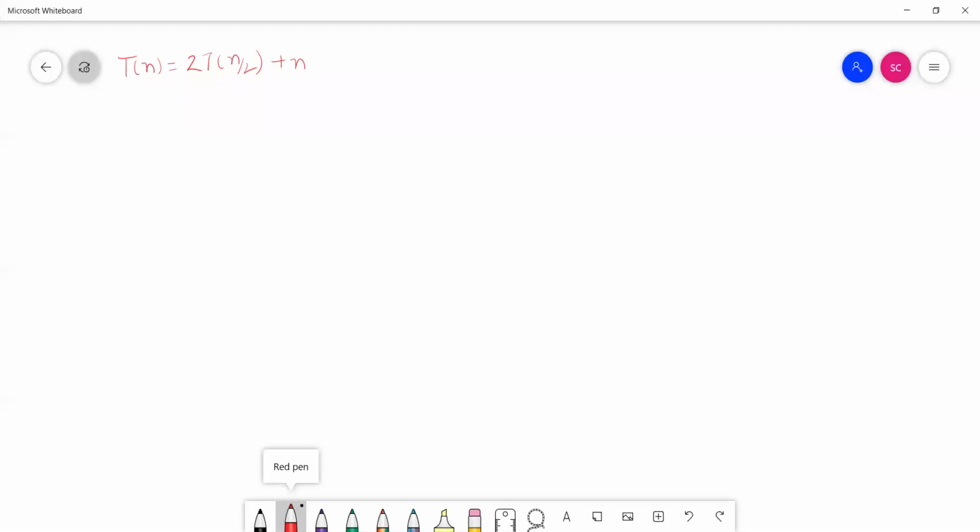Okay. Now again it means that after doing some amount of work, we are dividing this problem into two parts, that is n by 2, n by 2. So we'll simply write like this: amount of work done per level. So this is n, and we have done n amount of work. We got two subproblems.